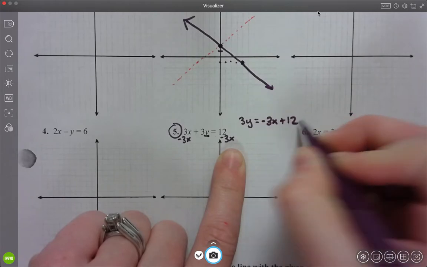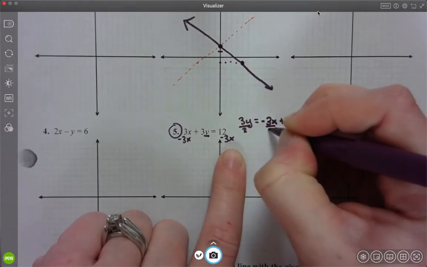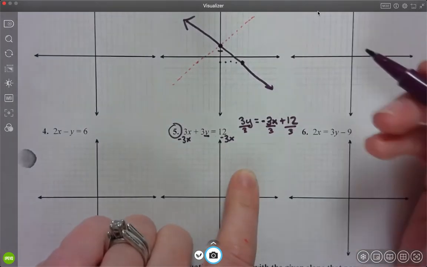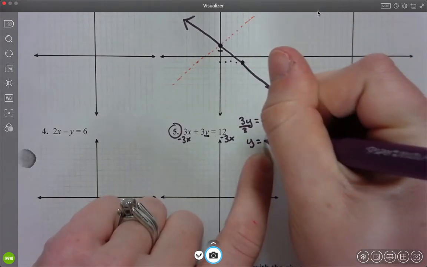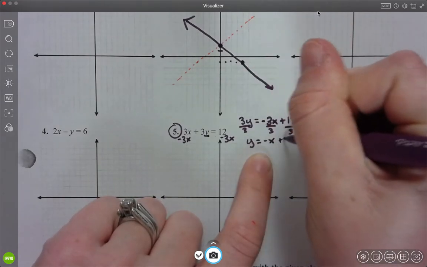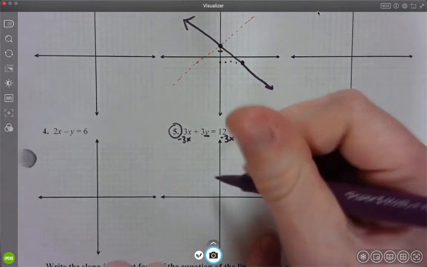And then I still don't have y by itself. I need to divide by 3 for every piece. Okay, divide by 3, divide by 3, divide by 3. So y is going to be equal to negative 3 divided by 3, which is negative x, plus 12 divided by 3, which is 4. Okay, so to graph this, I'm going to start at positive 4. So I go up to 4.